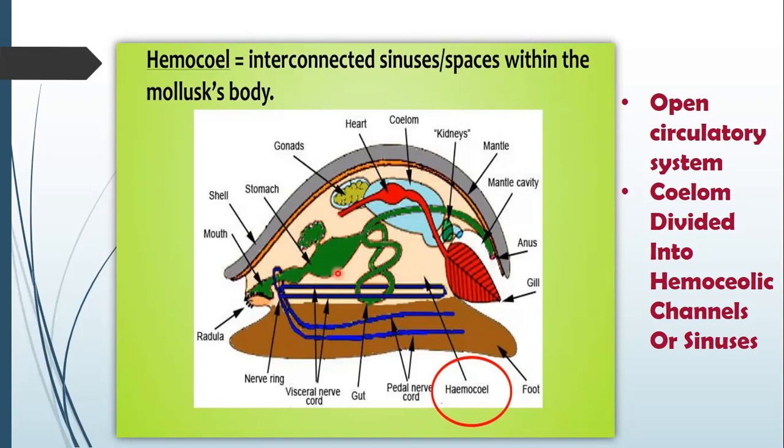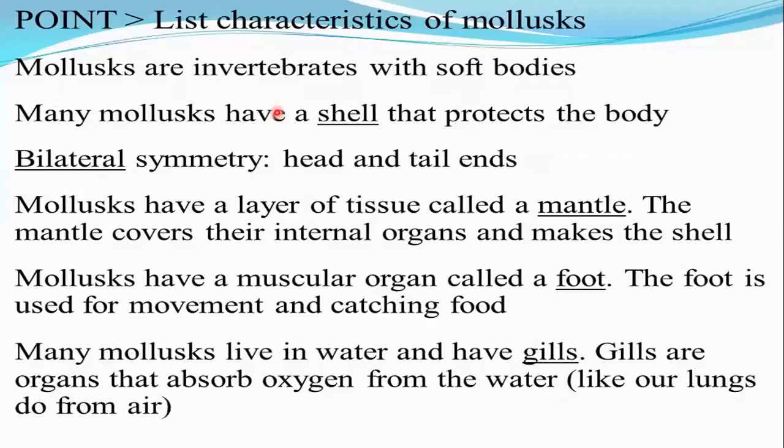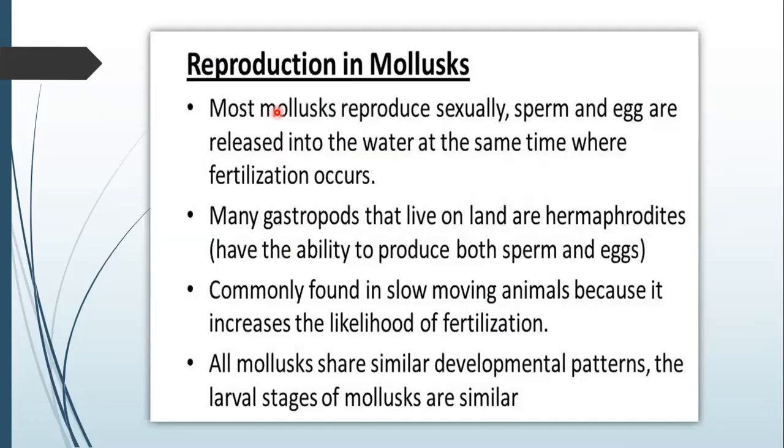So the hemocoel is actually the interconnected sinuses, the spaces within the mollusk's body. This is another very important feature of this phylum, that they have a hemocoel. The fluid-filled cavity has the fluid which is called blood, right? Okay, so these are the points. You can read through them. These are the revision of all of the major points of mollusks. It's reading material.